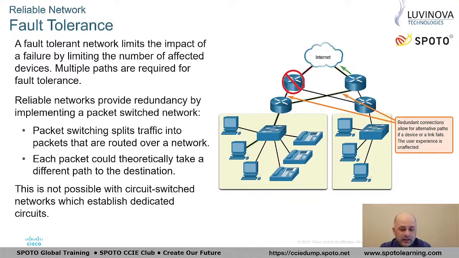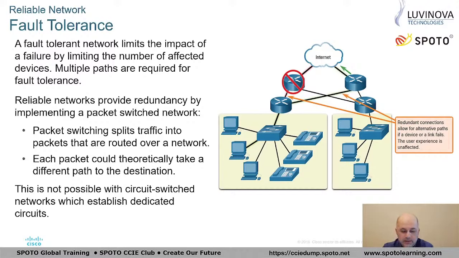A reliable network provides redundancy by implementing a packet switched network. What does that mean? Packet switching splits the traffic into packets that are routed over the network and take different paths in the event of a broken line or a broken device itself.